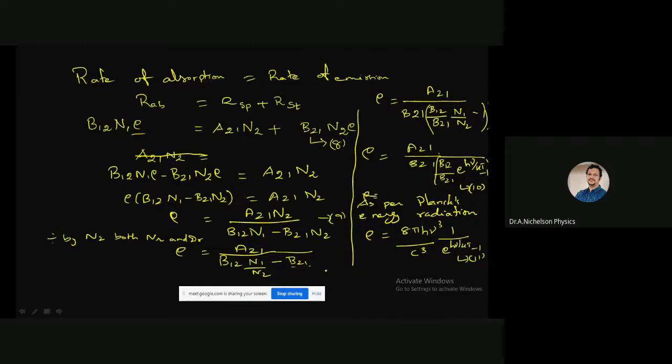So write up to this. Now from this you have to find what is the value of A21 by B21. So instead of A21 by B21, what is the value here? And for B12 by B21, what is the value here? That's all.